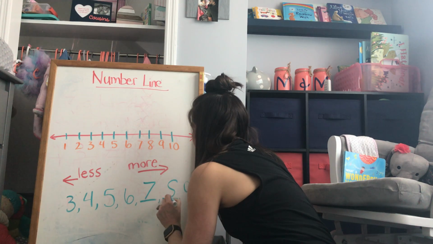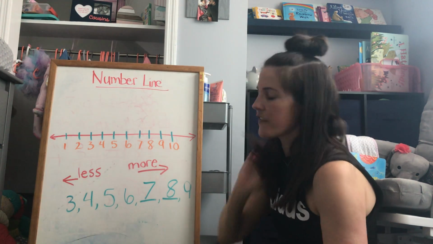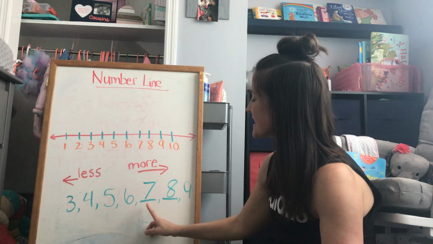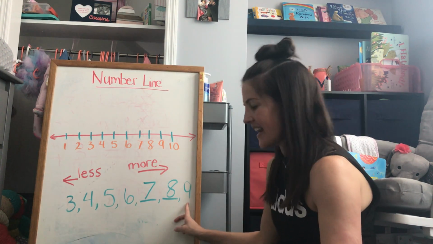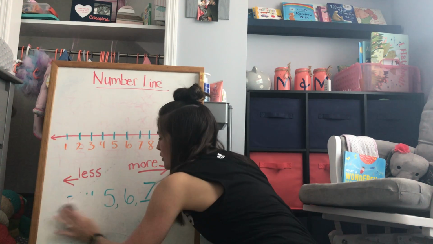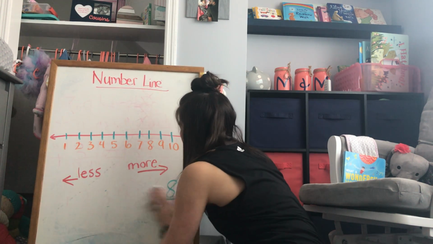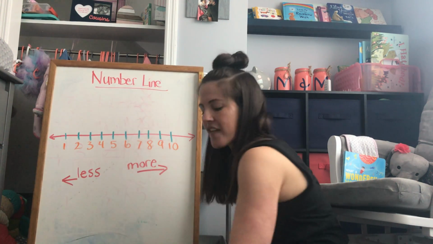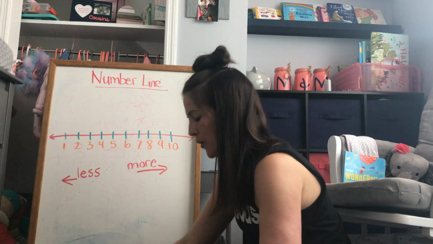7 and 8. Let's count it from 3. 3, 4, 5, 6, 7, 8, 9. Excellent job. Erase or move to a new spot on your paper. My friends, remember, at any time, you can pause me to catch up. I can't see how fast or slow you're writing, okay? So just pause if you need to.